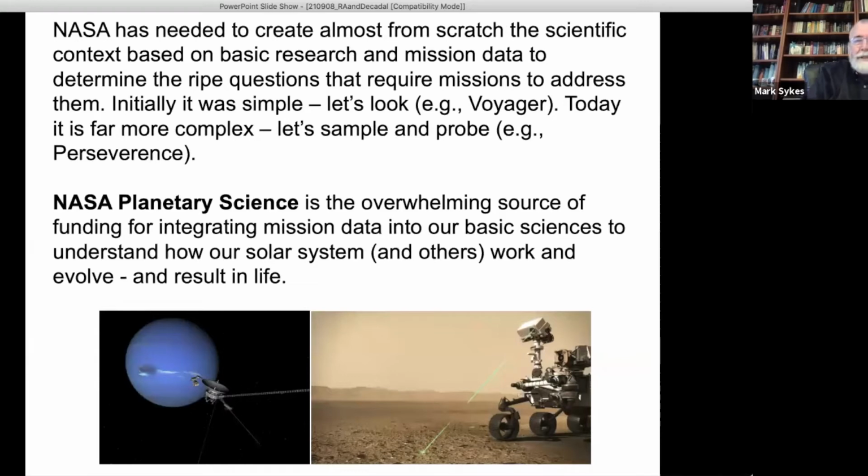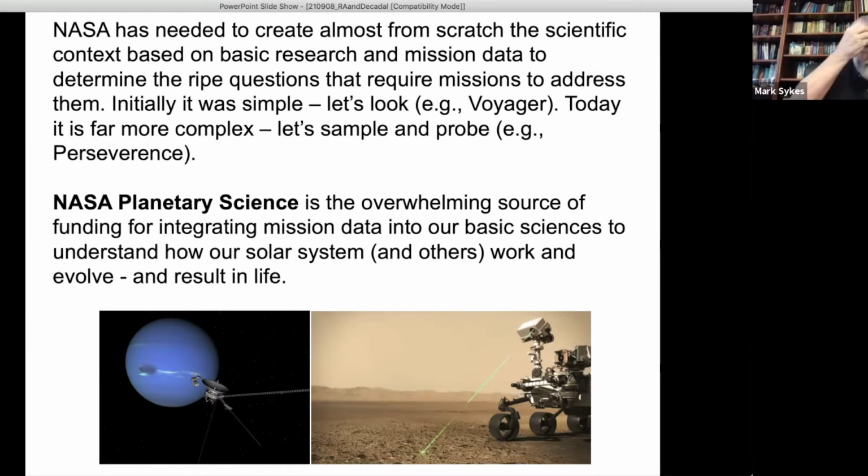So NASA has needed to create almost from scratch the scientific context in which we do our basic research and mission data analysis to determine what we should be doing out there. What's the next question? Where should we go next? Initially, back in the days of Voyager, it was pretty easy. We go out there and say, what's there? We take a look, because we've never seen these places up close. So we have our grand tours that lay the context.